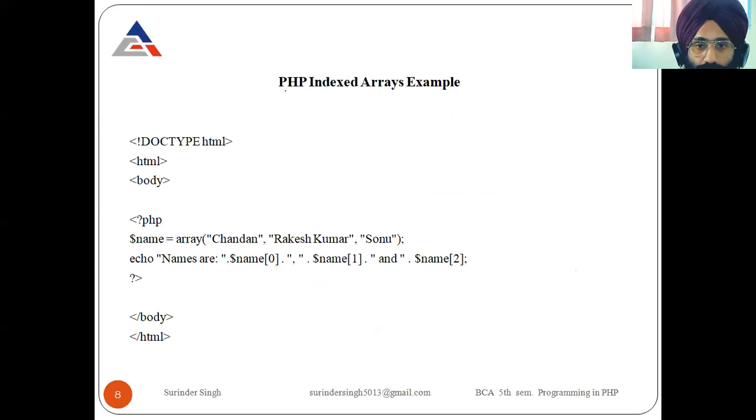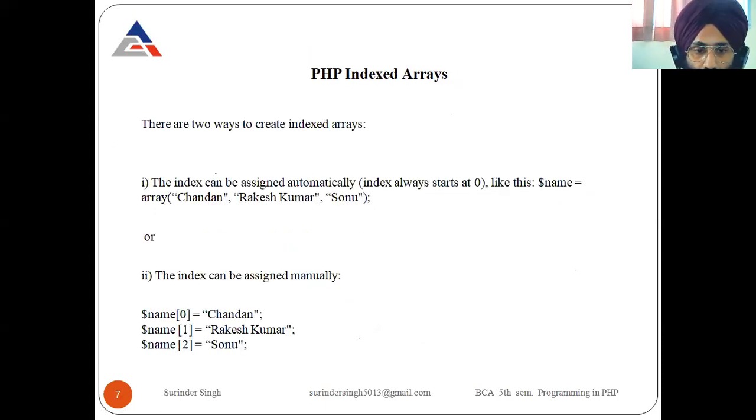Now we have an example of an indexed array. First see the example. There are two ways to create an indexed array. In the first method, the index can be assigned automatically. Index always starts from 0.